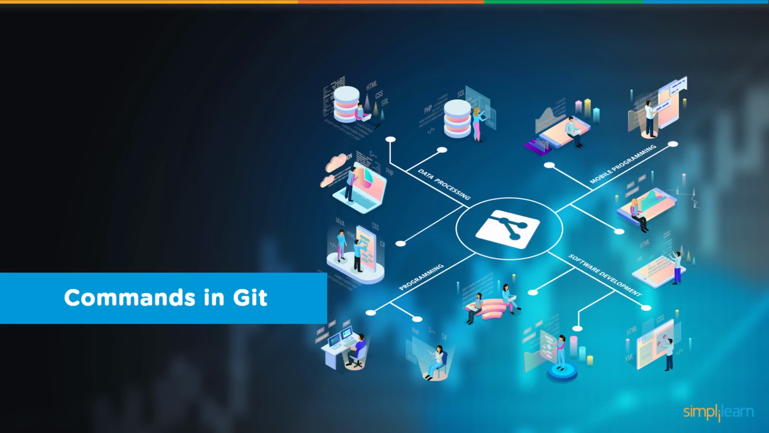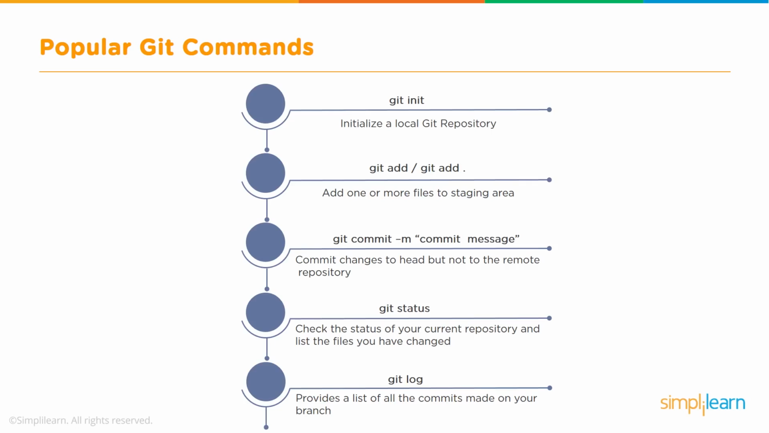So let's step through some of the commands that we have in Git. Git init initializes a local Git repository on your hard drive. Git add adds one or more files to your staging area. Git commit -m "commit message" commits changes to head. So the Git command commits changes to your local staging area.